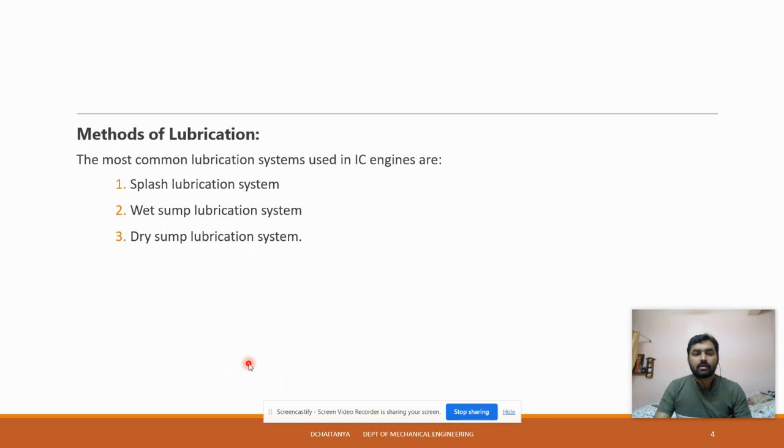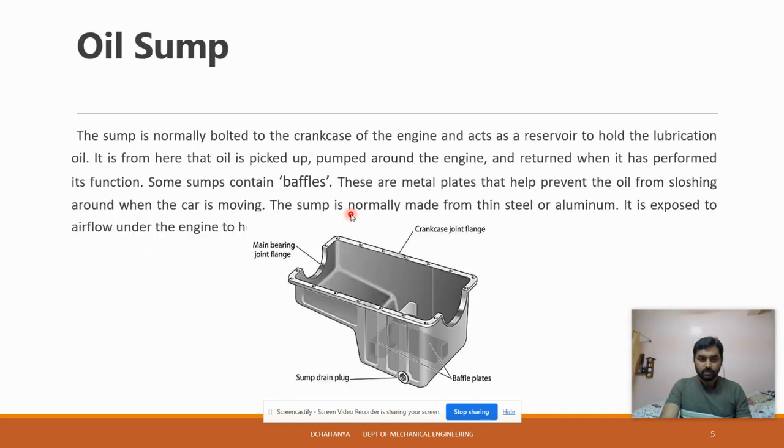Then there are three different types of methods used to attach lubrication in internal combustion engines. One is splash lubrication, the second is the wet sump, and the third is the dry sump. Each and every system has its own importance. When you attach one to a particular IC engine, whether it is a car or a lorry, these systems will be used depending upon the application.